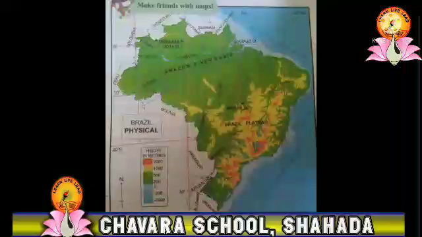So the first question is about the latitudinal and longitudinal location of the Brasilia, which is the capital of Brazil. So the latitudinal section of Brasilia will be from 10° to 20° south, while the longitudinal section of Brasilia will be from 40° to 50° west.